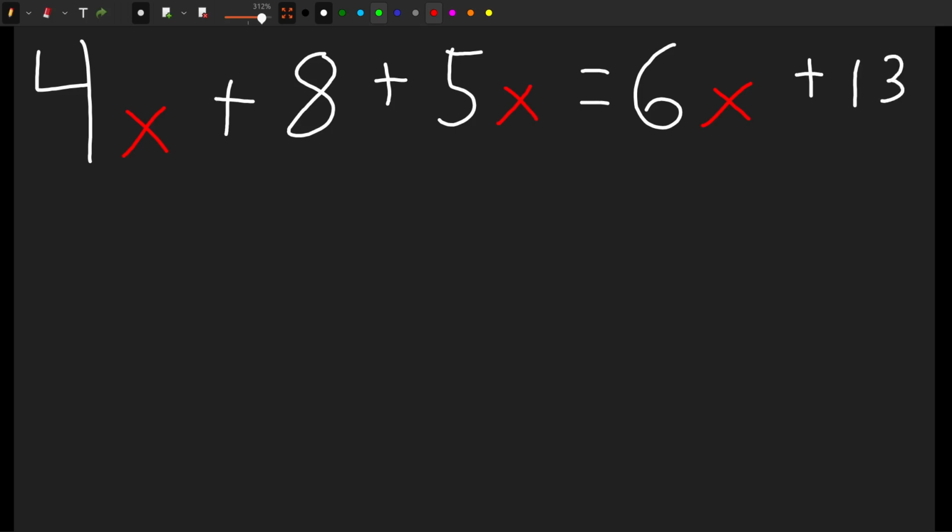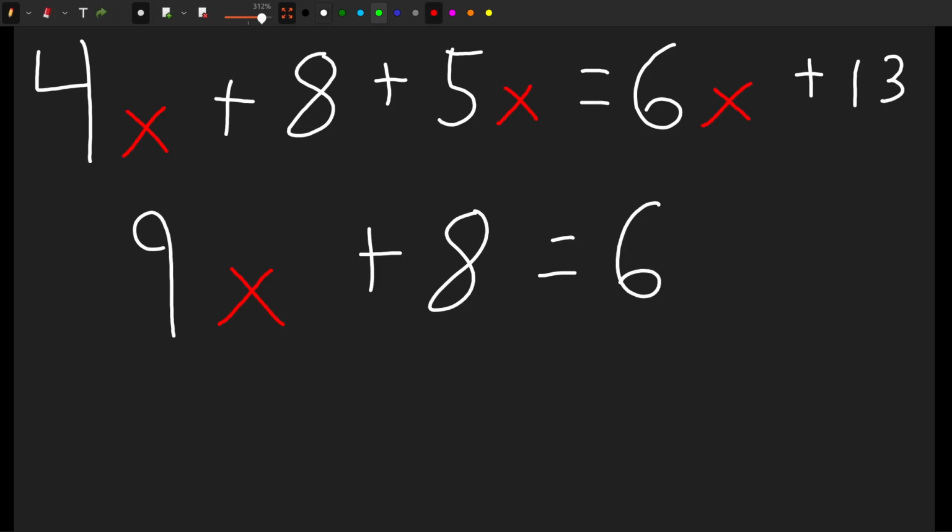Okay, so in this problem, looking at step number 1, we can simplify the left-hand side. The right-hand side is already simplified for us, but on the left-hand side we have 4x and 5x. We can add those together and we will get 9x plus 8 is equal to 6x plus 13.